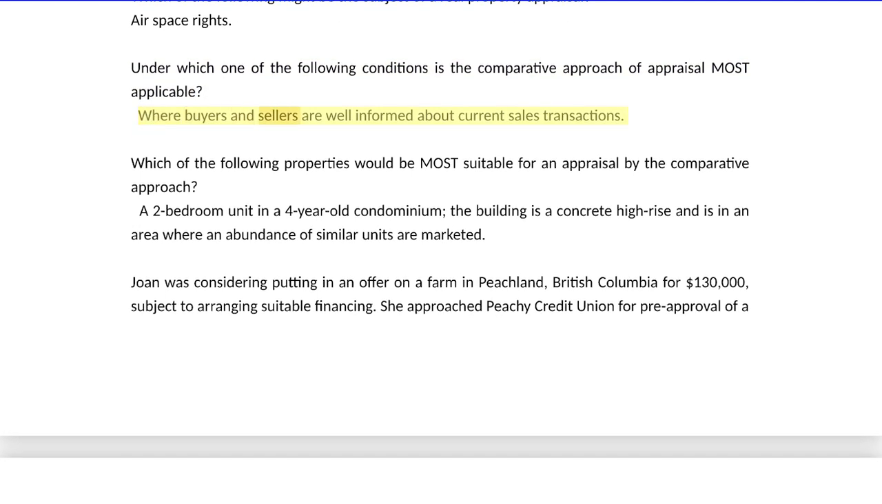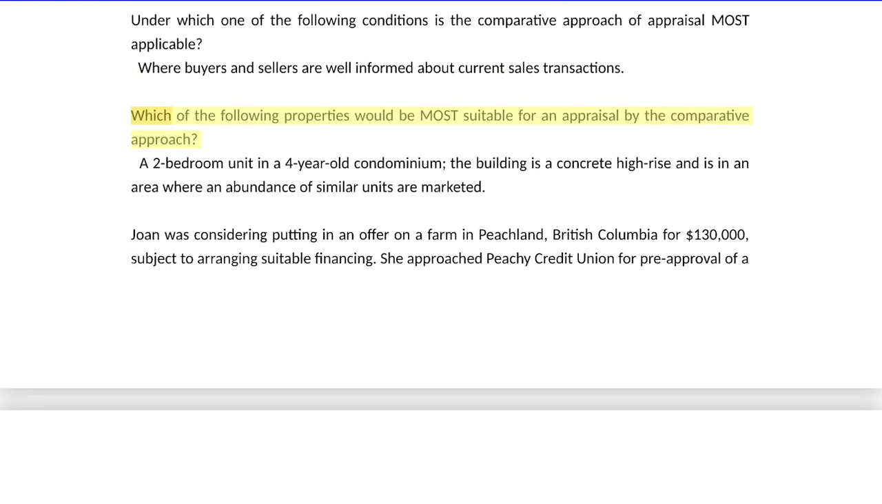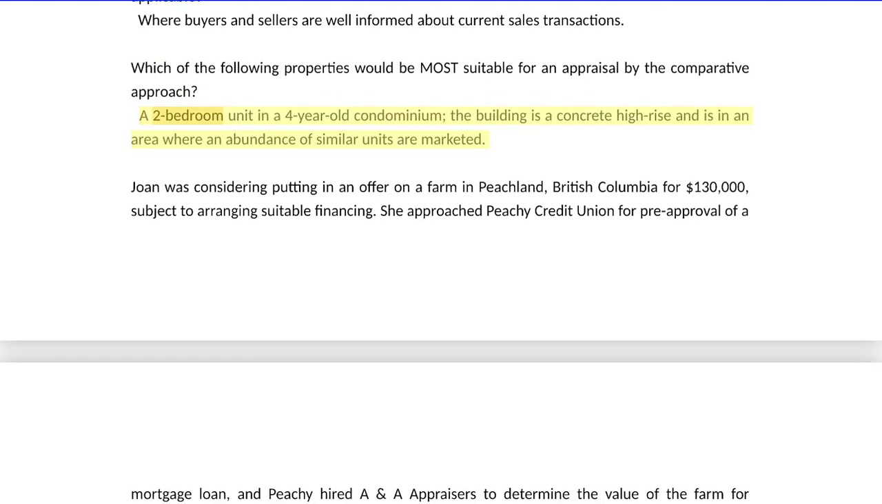Under which one of the following conditions is the comparative approach of appraisal most applicable? Where buyers and sellers are well informed about current sales transactions. Which of the following properties would be most suitable for an appraisal by the comparative approach? A 2-bedroom unit in a 4-year-old condominium. The building is a concrete high-rise and is in an area where an abundance of similar units are marketed.